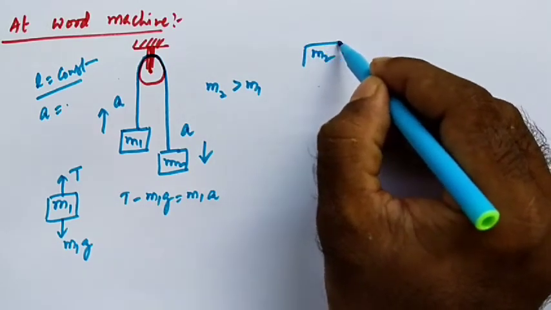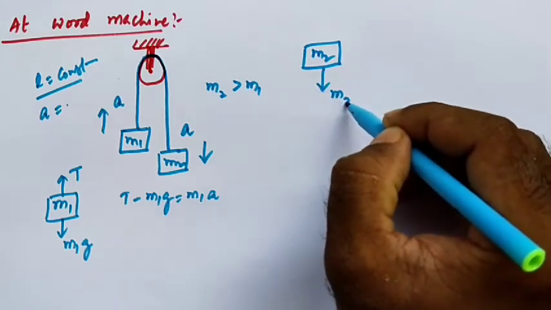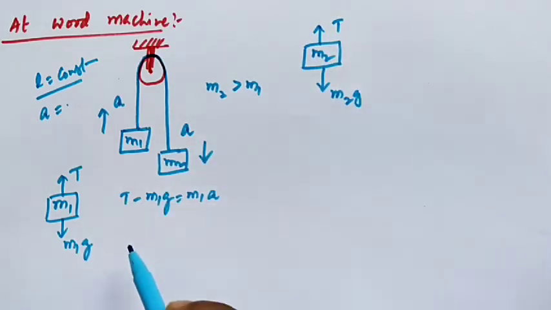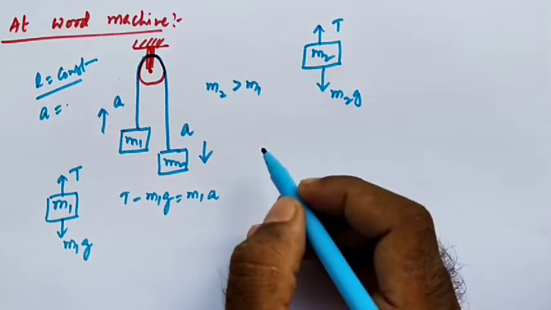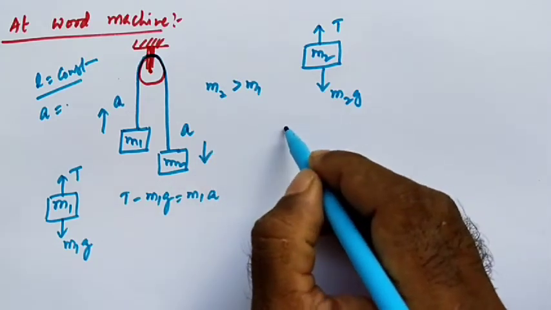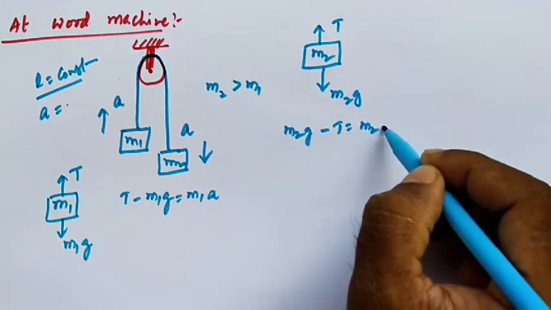Now the free body diagram for the second body, m2. How many forces are acting? Two forces. One is the gravitational force, which is equal to the weight of the body. The second one is tension, which is pulling up. Always tension pulls the body. Already we discussed this in contact and non-contact forces. If you did not see that video, please watch it. Now the body is moving down, so m2g minus T is equal to m2a.